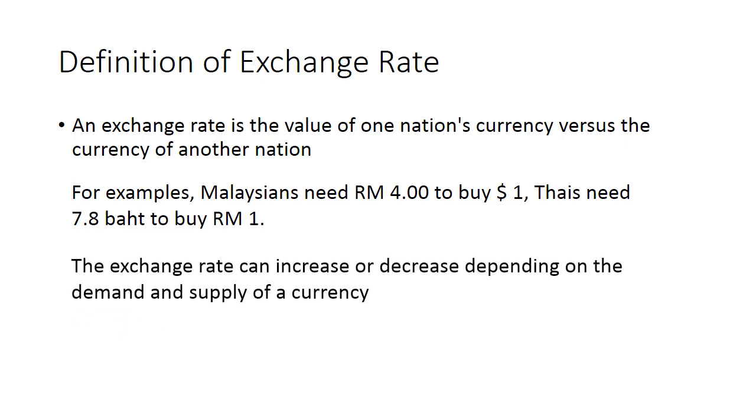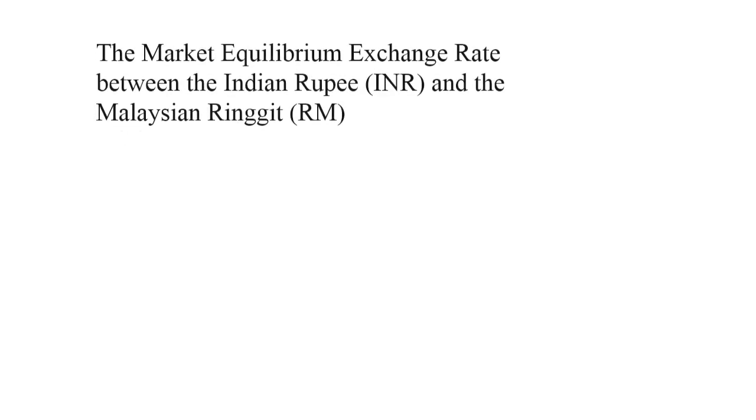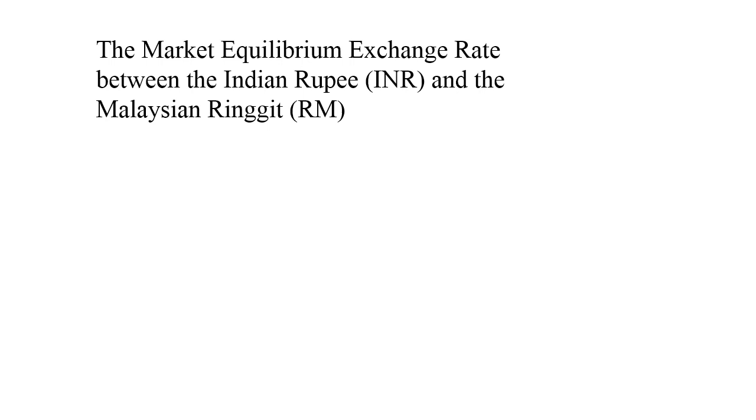The exchange rate can increase or decrease depending on the demand and supply of a currency. The value of a currency will be determined by the market equilibrium. So, for example, this is the market equilibrium exchange rate between the Indian rupee and the Malaysian ringgit. We place RM per Indian rupee on the y-axis, and the quantity of Indian rupee on the x-axis.